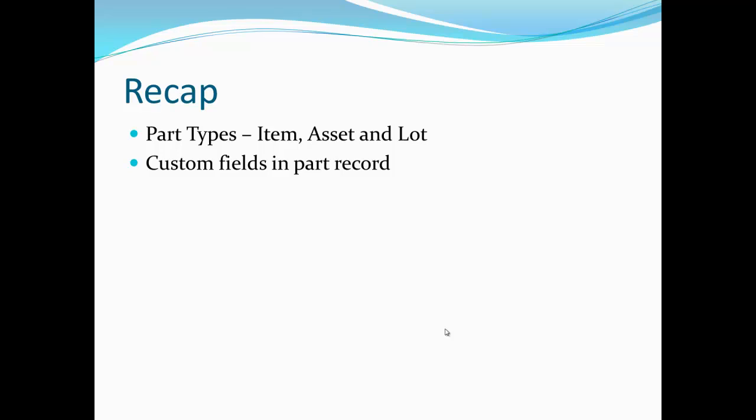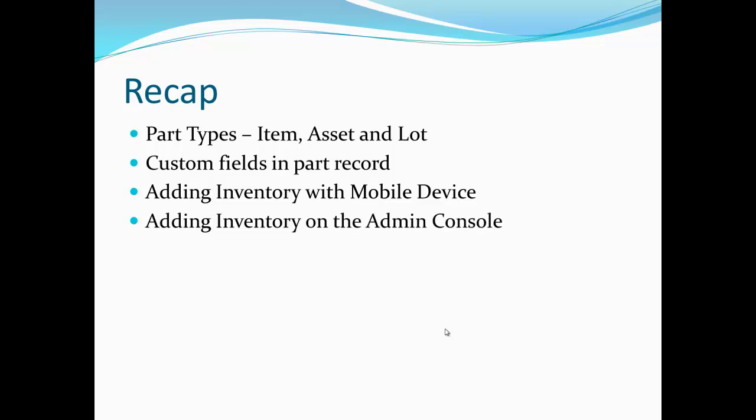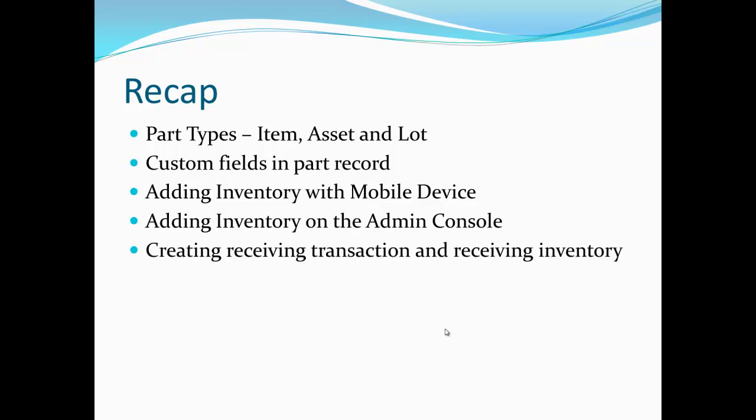I know this is a lot of information for one video, so let's recap some of what we've gone over. We've gone over the 3 different part types: items, assets, and lots. The custom fields in each part record that can be customized, including the cross-reference fields like UPC codes or ASIN numbers. We've gone over adding inventory with a mobile device like a smartphone or barcode scanner using the Add Client Inventory feature. We've also gone over adding inventory on the admin console, going to Create Items or Create Asset. And we've also gone over creating a receiving transaction and receiving inventory against that transaction.